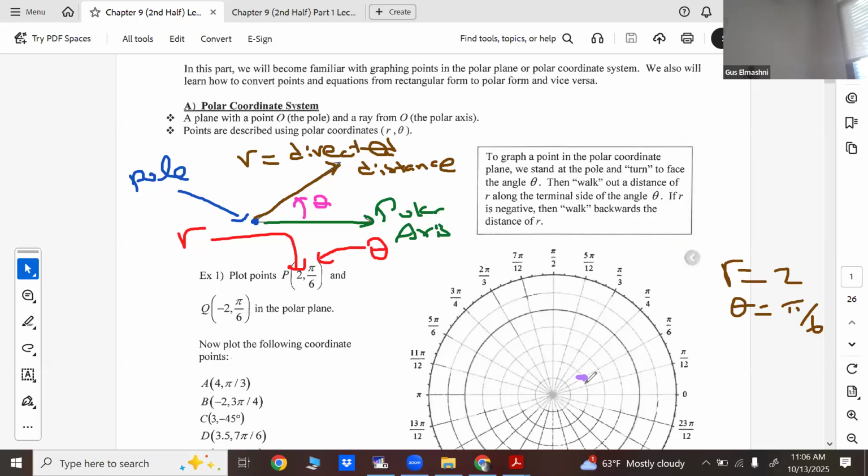Is each grade mark actually 2, or is it just a unit on the board? Do you know if this is actually 2?